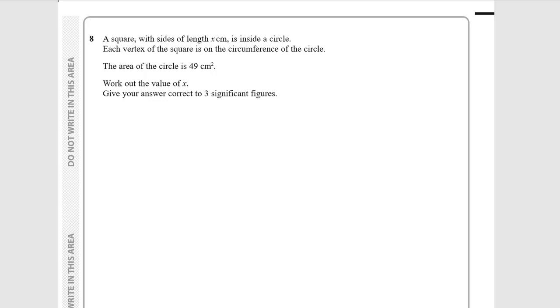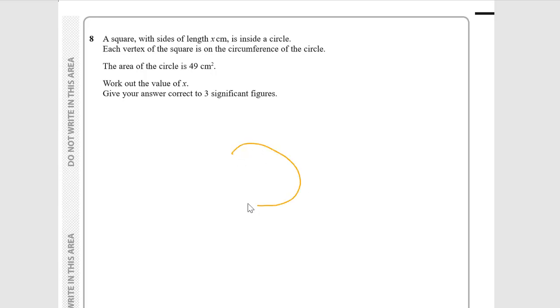Question 8. A square with side of length x is inside a circle. Each vertex, which just means corner of the square, is on the circumference of the circle, so that means just touching the circle. The area of the circle is 49 centimeters squared. Work out the value of x, correct to 3 significant figures.